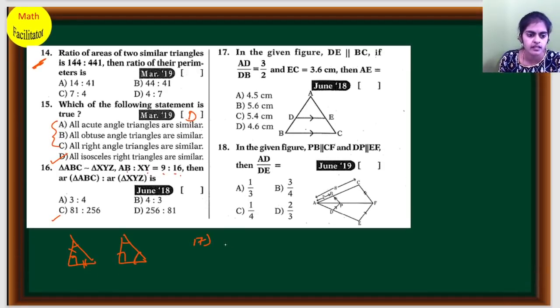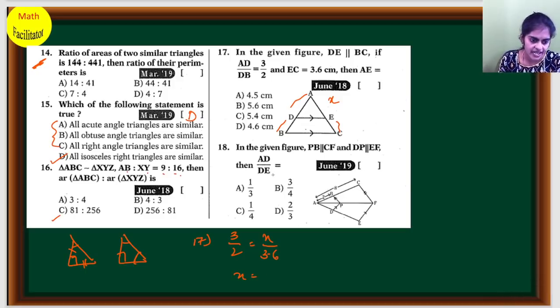So 17. These two are parallel. AD by DB is 3 by 2 and EC is given as 3.6. Let me take this as X. So I can write 3 by 2 equal to X by 3.6. From here you will get your X value. Please find your X value and mark your answer.